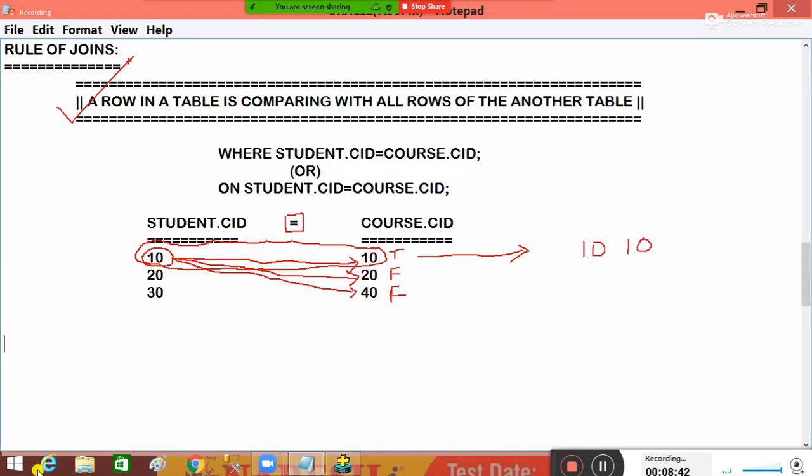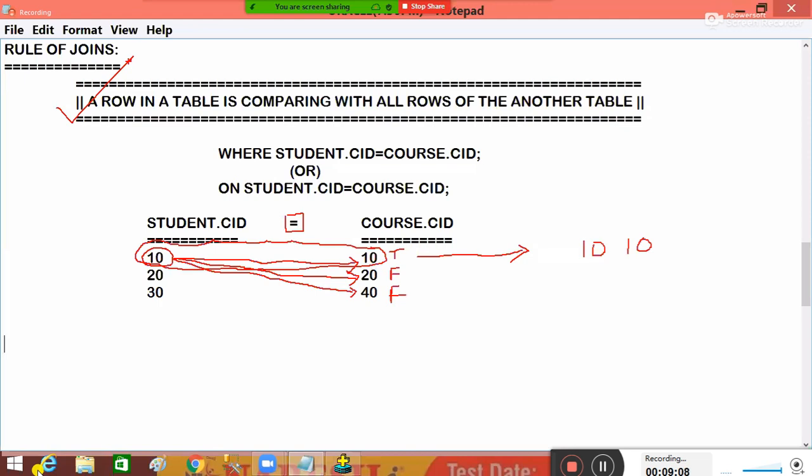the rule-wise, I was comparing my condition which was given in the query, either WHERE clause condition in non-ANSI, or ON clause condition in ANSI. Whatever it is, we are going to be writing like this. So true, false, false. One row compared with all rows is completed.